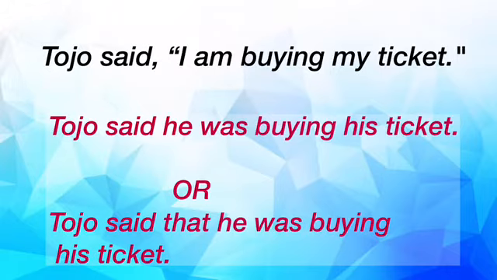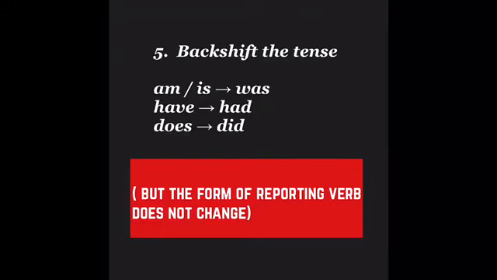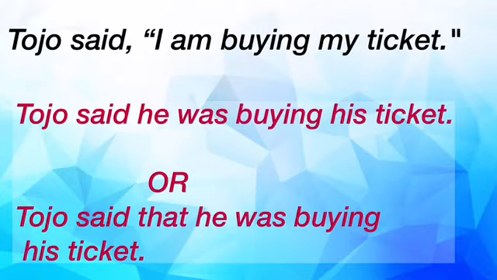Here, as I told you, the helping verb changes to past tense, but the tense of the main verb does not change. You can take a look at this example once again, and as you can see, the form of the main verb has not changed. The main verb is buying and it remains the same. Only the form of the helping verb am has changed to was.